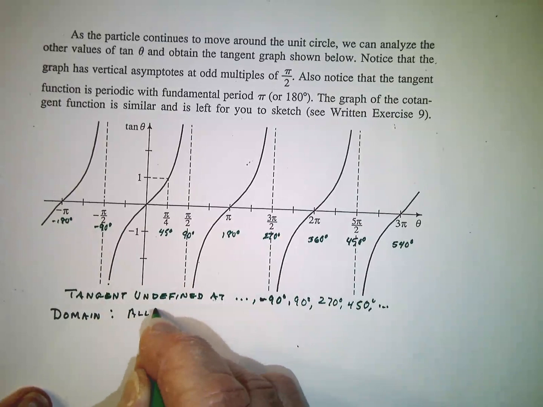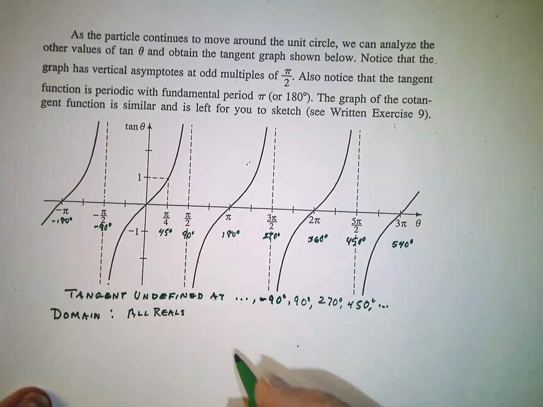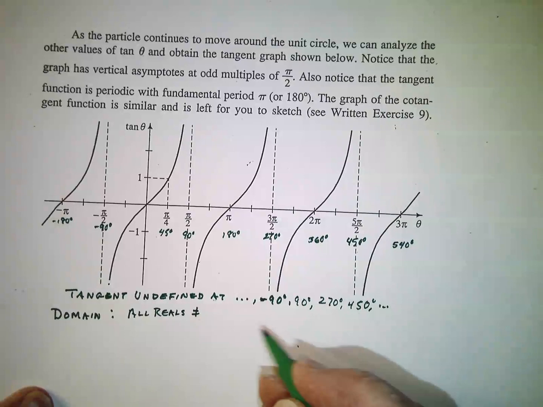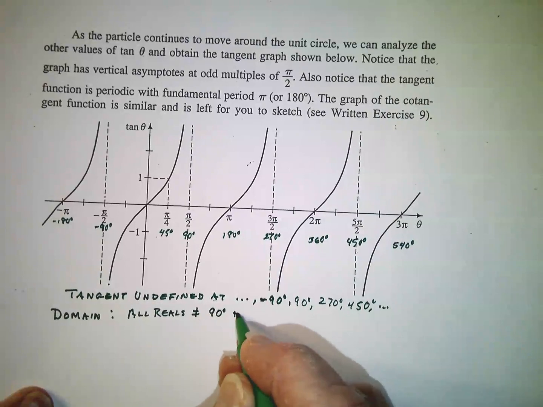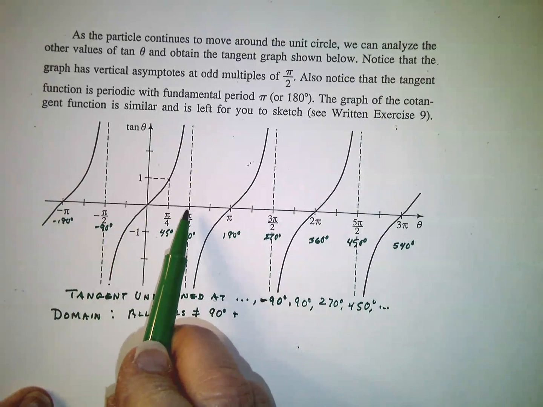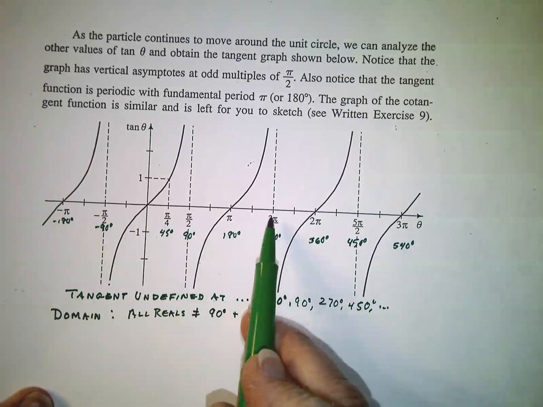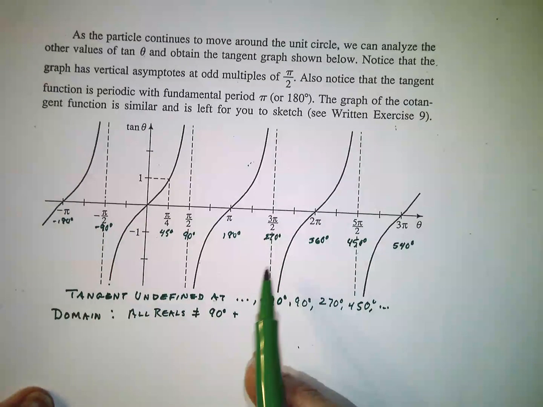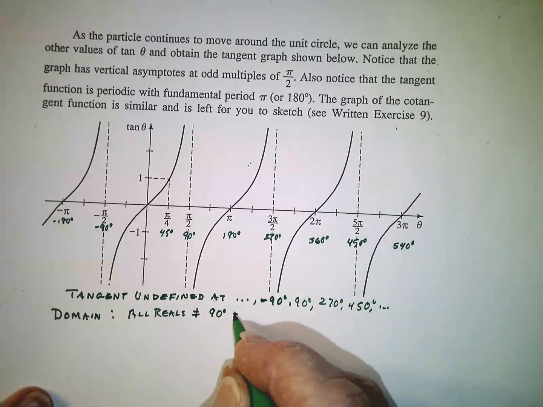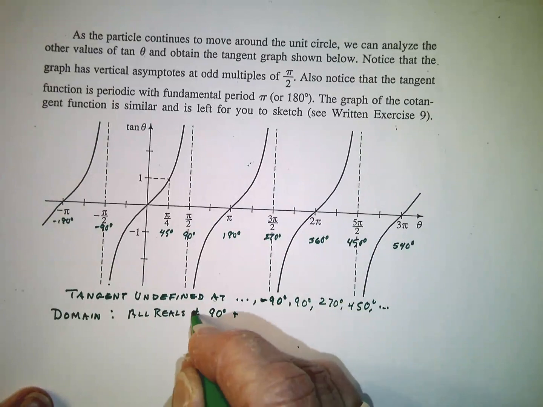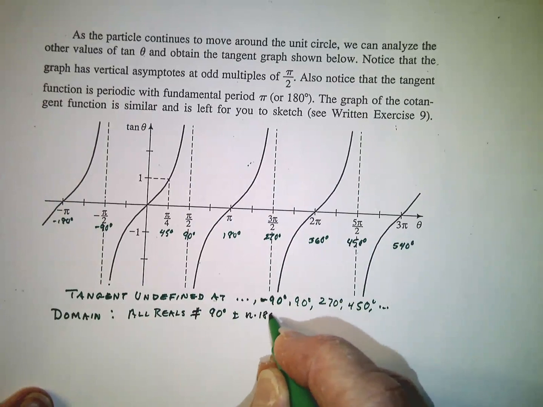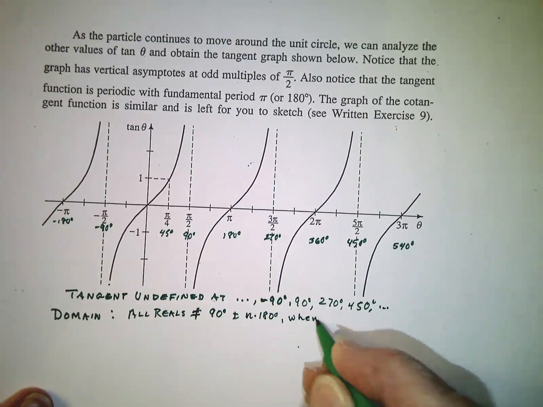It's going to be all real numbers. We can put in any angle we want, any number, as long as it's not one of these asymptotic values. So not equal to 90 plus, and you notice from negative 90 through 0 up to positive 90, that's 180 degrees. From 90 degrees to 270, that's 180 degrees. Likewise, from 270 to 450, that's 180 degrees. So it's going to be, sorry, not equal to 90 degrees plus or minus n times 180, where n is an integer.